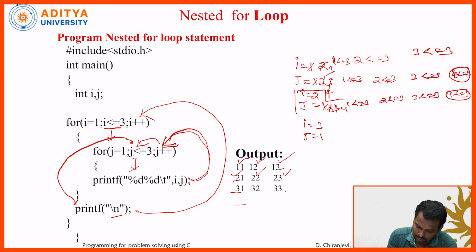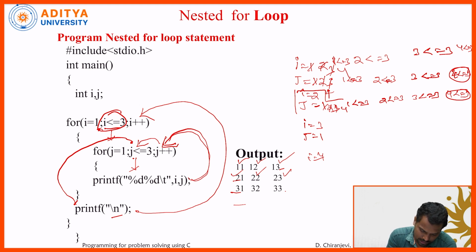From here again i plus plus. Now finally i value will become 4. So when i value is 4, now again it will check the condition. So 4 less than or equal to 3. Now this condition is false. If this condition is false, control will be transferred to outside the outer loop.